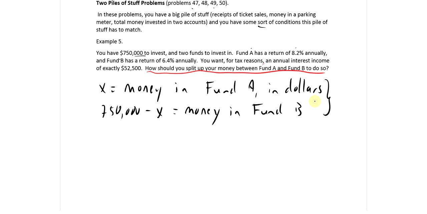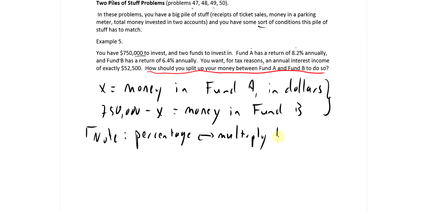Okay, so now we know how much money we have in Fund A. We know how much money we have in Fund B. What else do we know? Well, we know the return for Fund A and for Fund B, and we know how much we want in annual interest income, and we want $52,500. So let me put in a little note here. Percentages means multiply by the decimal.